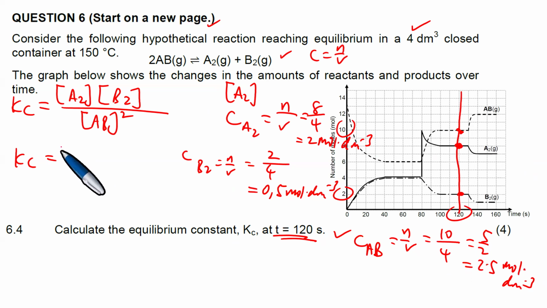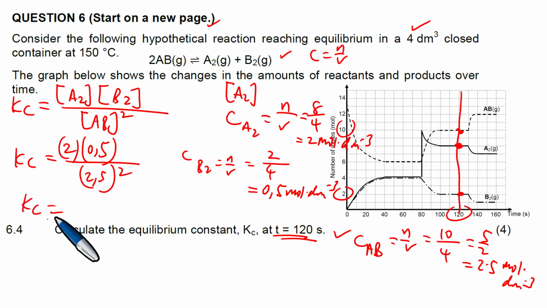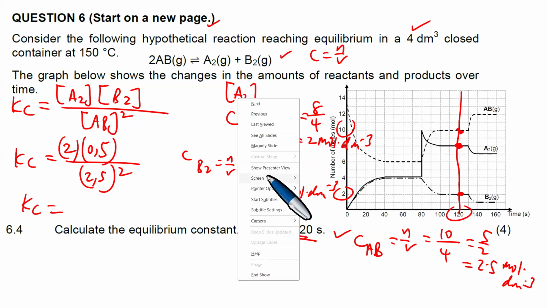Okay, A2 is 2. B2 is 0.5, it's 1/2. And then AB is 2.5 squared. And therefore we have the Kc. Let's just do the calculation together. Let's launch a calculator quickly.